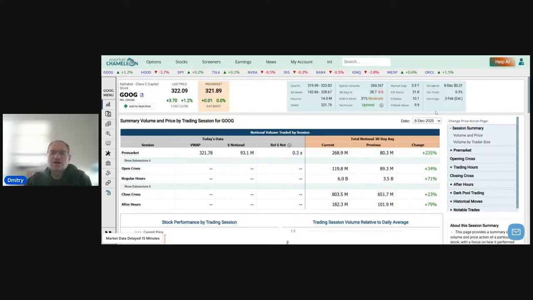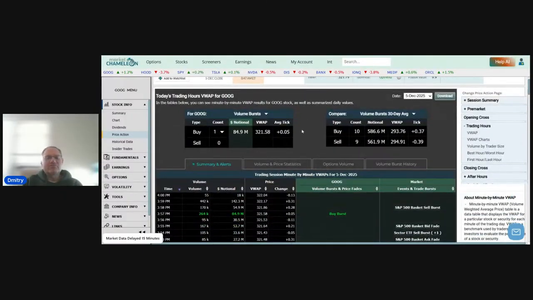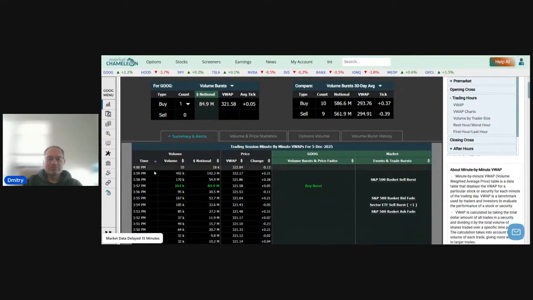On the right-hand side, we have another menu here. What I'm going to do is click on trading hours and click on VWAP. The idea here is we have this VWAP table. The VWAP table shows us statistics for trading activity, in this situation Google, for each minute.